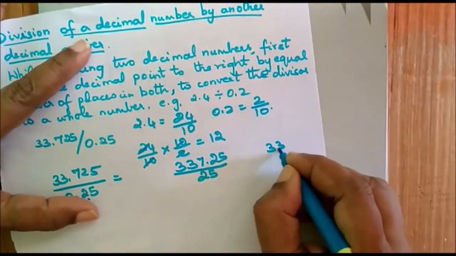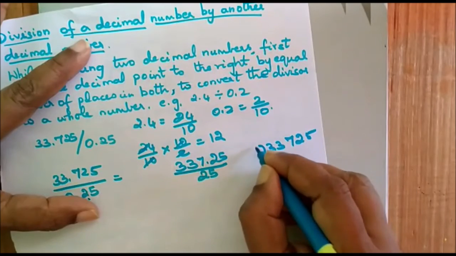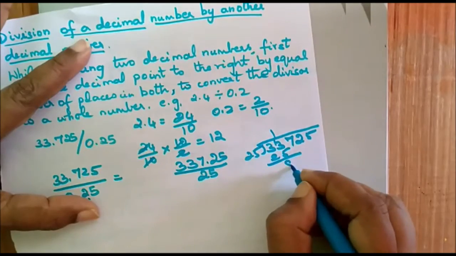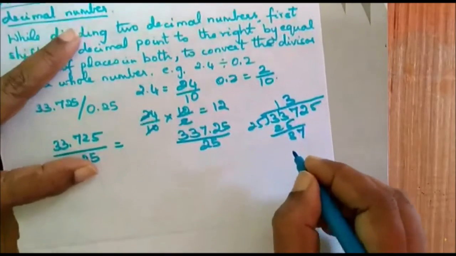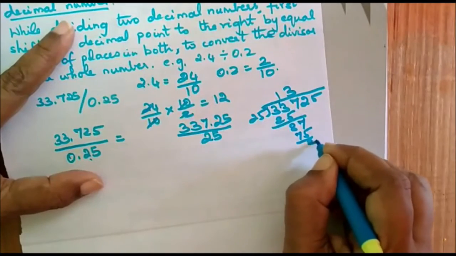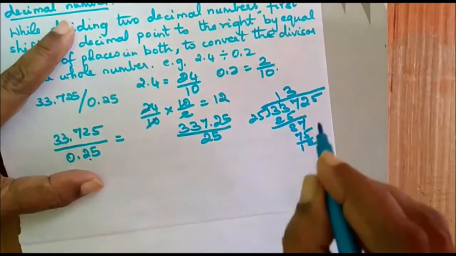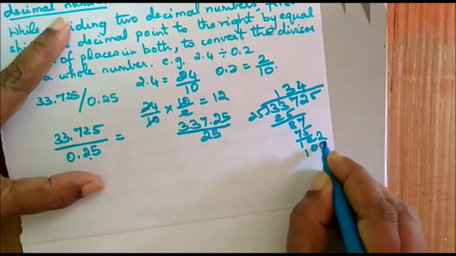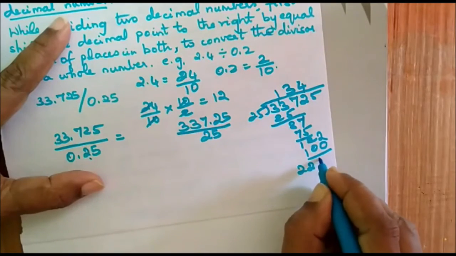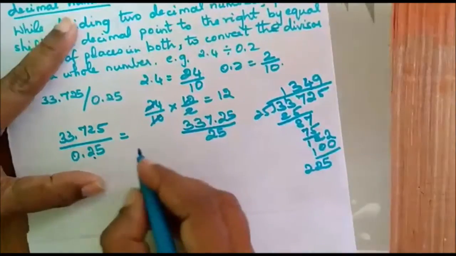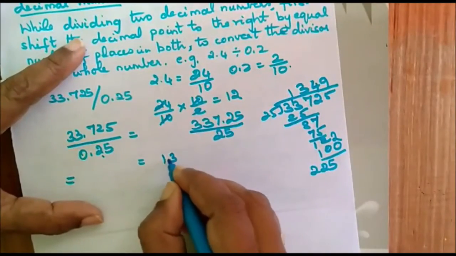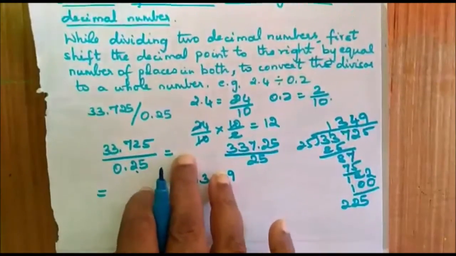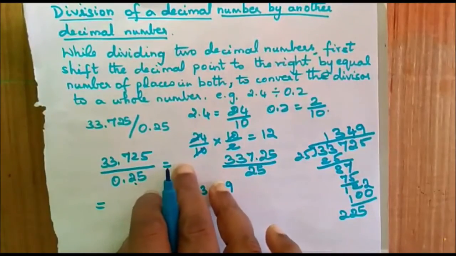Let me divide it. 25 goes in this 1 times, I get 87, that is 3 times 75. It goes in this 4 times, it is 100, then it is 225, so it is 9 times. So the answer is 13.49. So this is how you divide a decimal number by another decimal number.